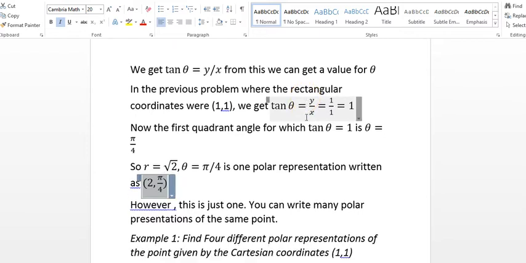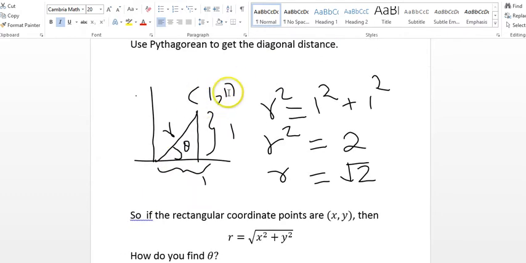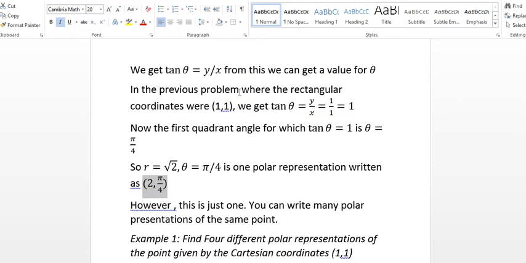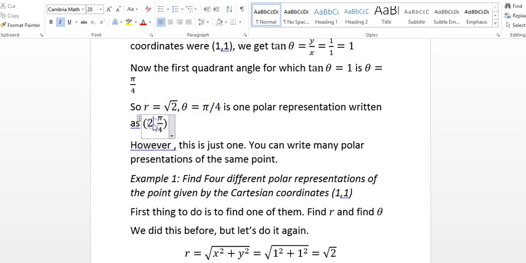Now this is only one polar representation. A nice thing about polar coordinates is that if you look at the rectangular representation, this is just (1, 1), that's it. There is only one single representation, but there can be several polar representations for this one rectangular representation. Now we got one of them, which is square root 2, pi over 4. Actually, I wrote 2 there, that is a typo, it should be square root 2. This is just one of them.